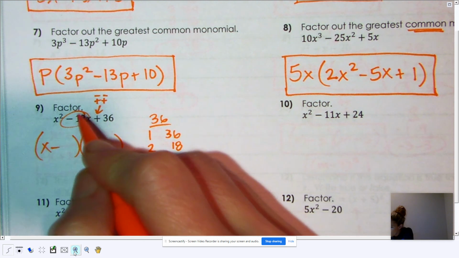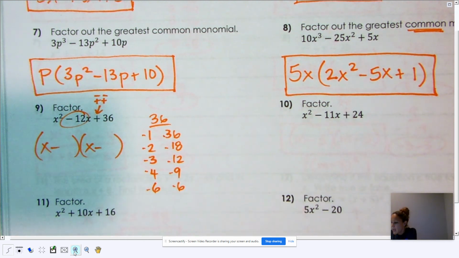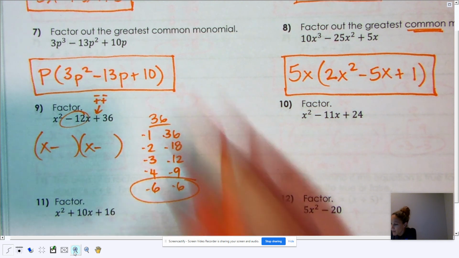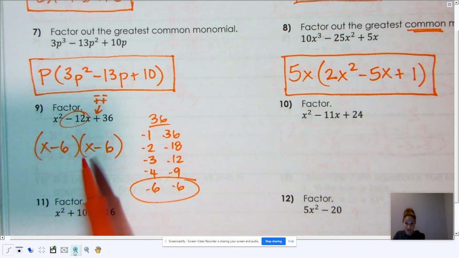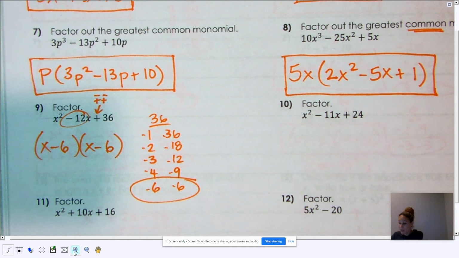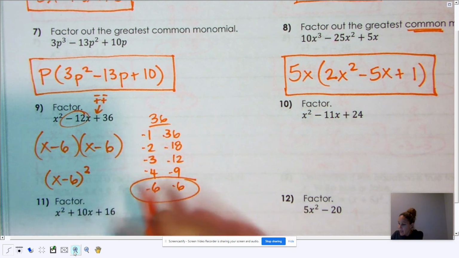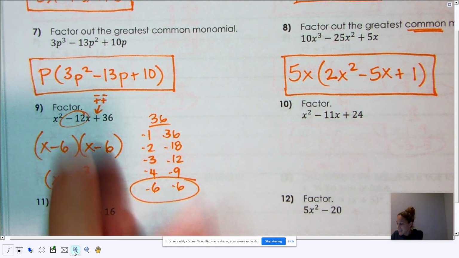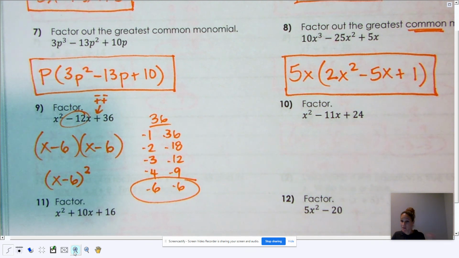Okay, so now I say, well, everything gets that minus. And then I need to see what makes 12. Well, it's negative 6 and negative 6. You could end there if you want to be extra fancy and write it most efficiently. You could say, well, this is just x minus 6 squared, because anything times itself can be written as that number squared. Like if you had 3 times 3, you could write it as 3 squared.